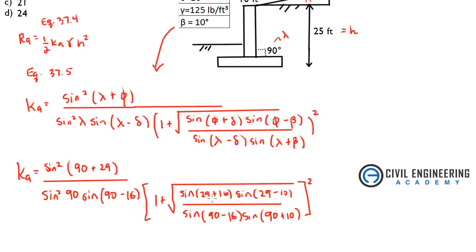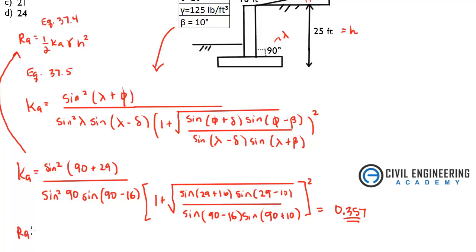I'm not going to waste your time calculating all this, but if you plug in everything, I get an answer for the whole thing of 0.357. Now that we know that, we can plug our Ka value back up into the resultant equation and solve for it. Let's do it right here.